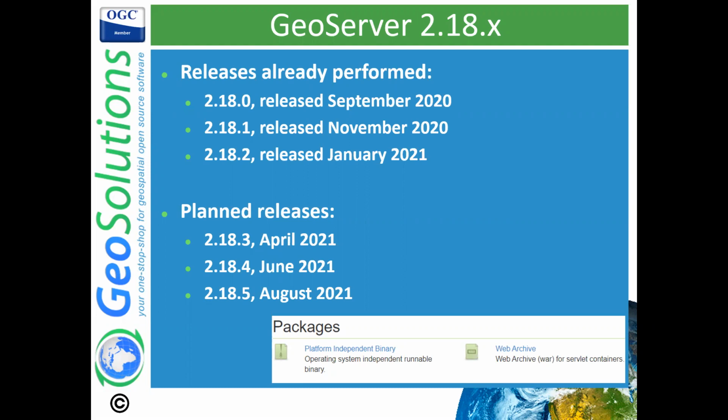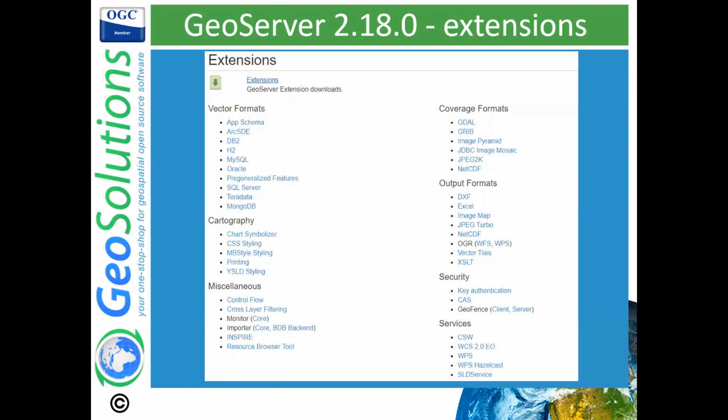As you can see, GeoServer 2.18 comes in 2 main packages: the platform independent binary, which allows you to quickly try out a GeoServer by just starting a batch file, or the web archive, which allows you to install GeoServer in a web container like Tomcat.